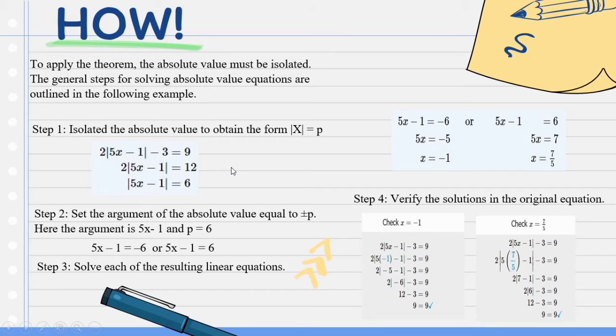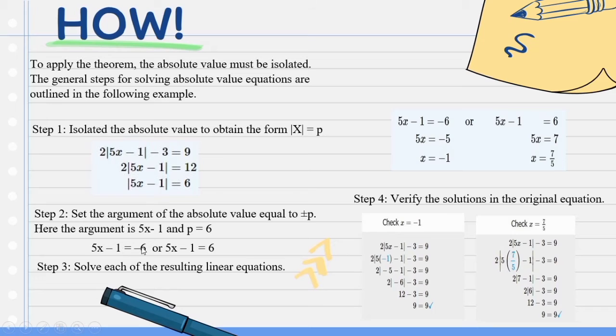After that, you must divide by 2 on both sides. After that, the absolute value of 5x minus 1 equals 6. Step 2. Set the argument of the absolute value equal to plus or minus 6. Here the argument is 5x minus 1 and the value equals 6.